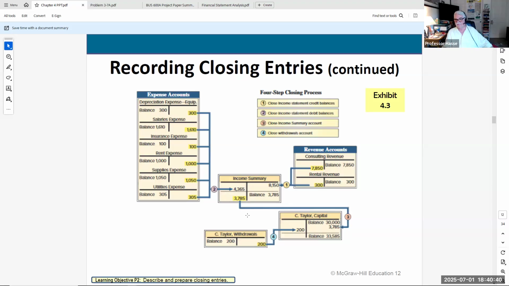That's the closing process. Print out this slide, note it in your textbook. This is your cheat sheet to close the books of any problem. Naturally, some of the accounts will be different, but the process is the same. The income summary is the flow-through account that summarizes revenues and expenses.